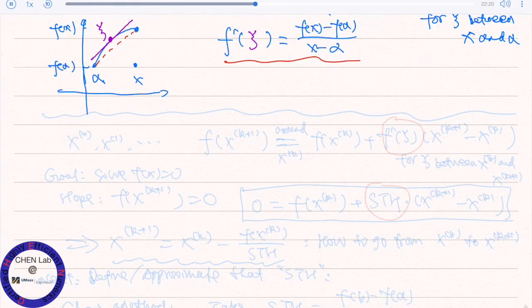So, in particular, going back to what we were talking about, we're trying to approximate the zeros of nonlinear functions. Later on, nonlinear systems, or linear systems. All right.